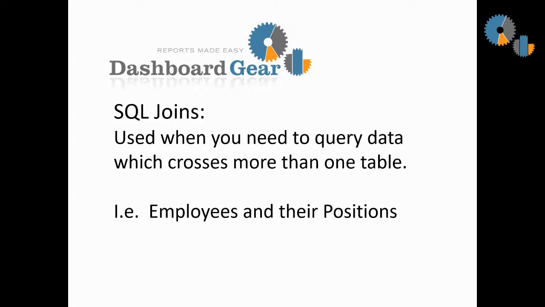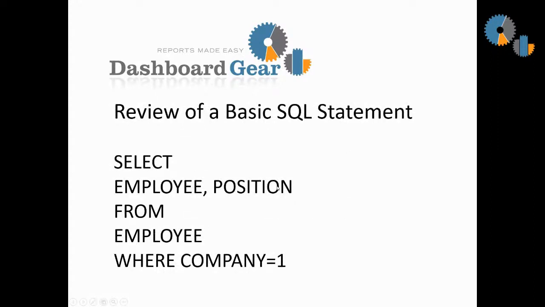Now, before I get into the specifics of a join, I want to review what we covered last week on a SQL statement and the various parts that are there. When you do a SQL select statement, there are some basic parts to it. The first part is select, and then the fields that you want to return. In this particular case, we are selecting the employee and position from the employee table, and then we added a filter clause where company equals 1.